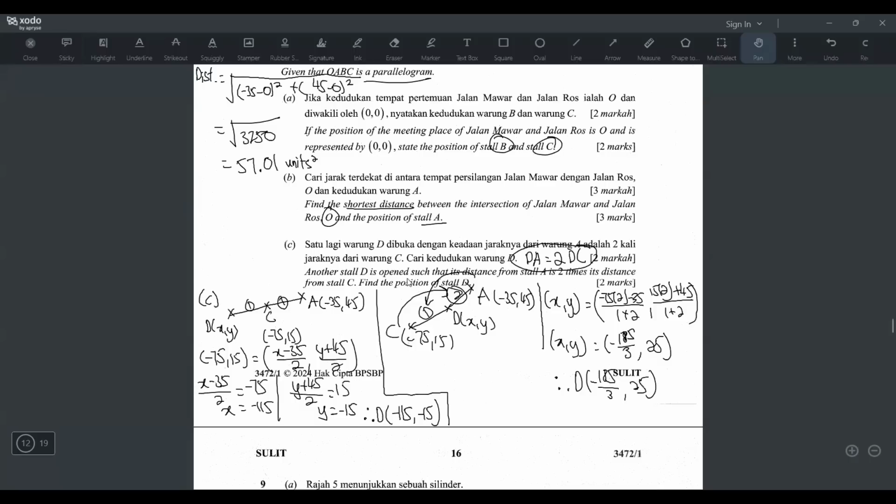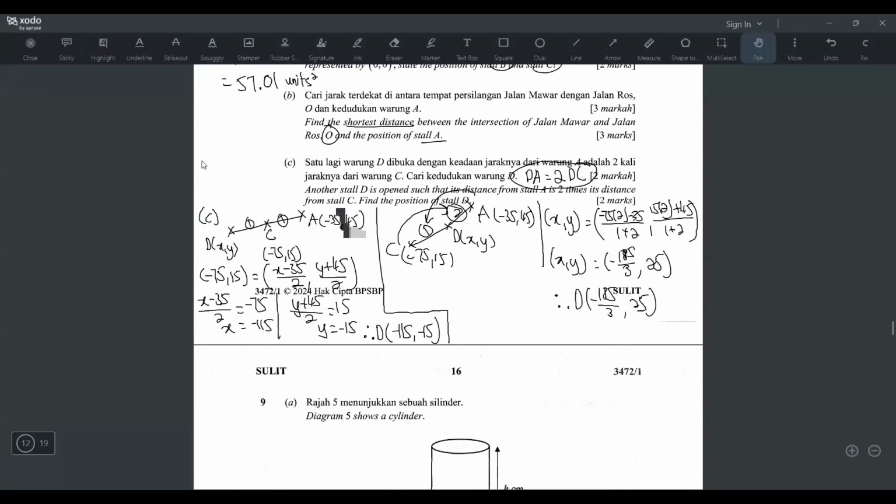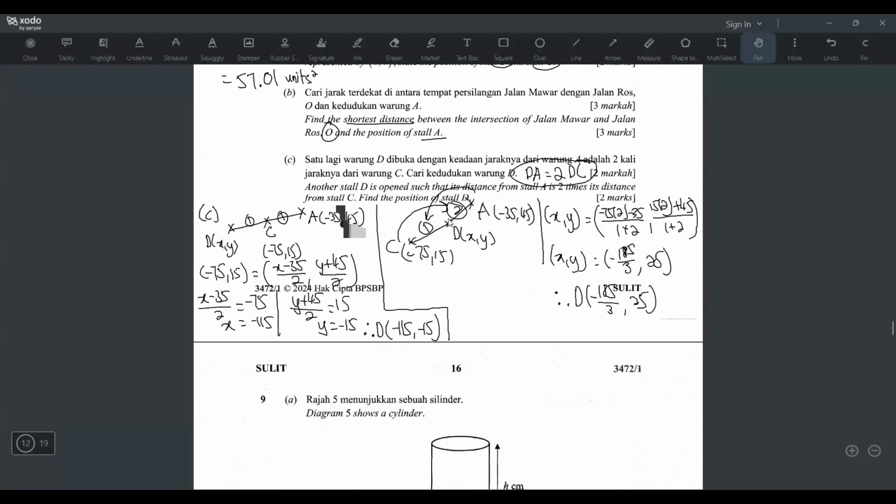Unless they could say like, oh, point D divides AC. It means now you know D is definitely in between. But if they never mention, it can be here also, right? It can be here also. This is also one of the possibilities. That is why there are two possibilities and two possible answers.